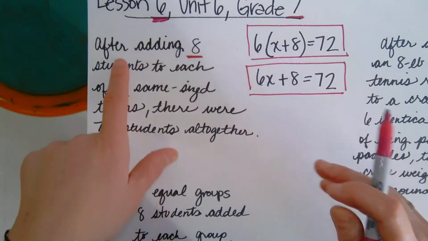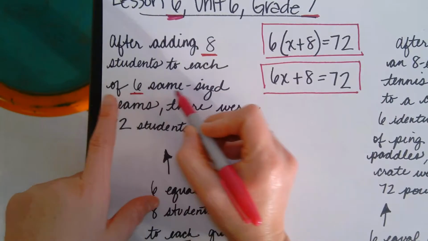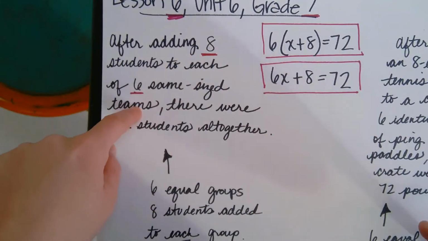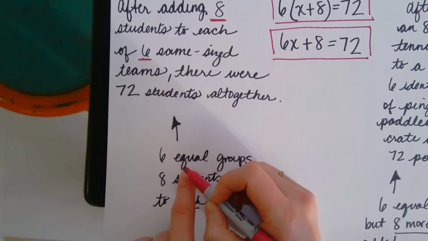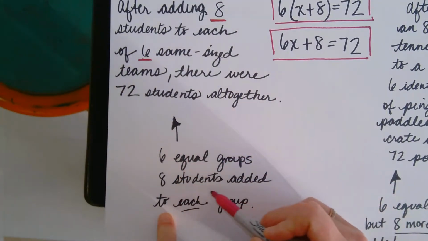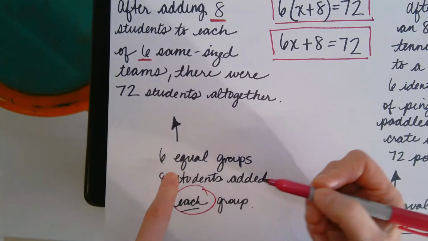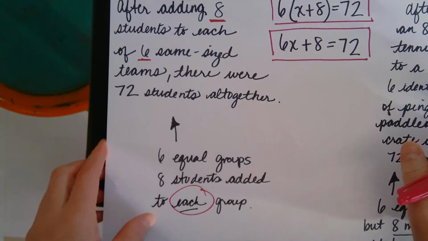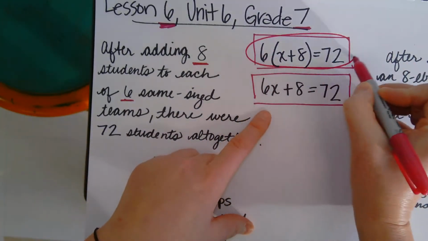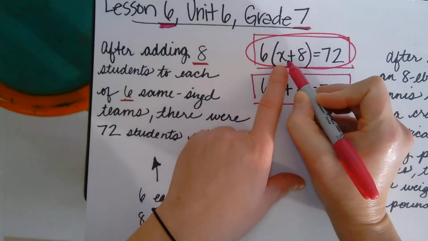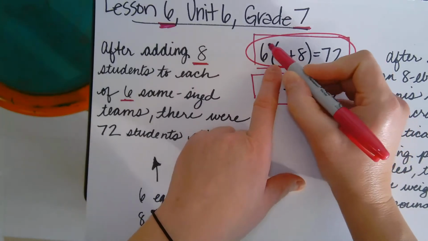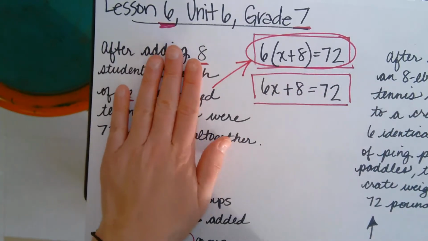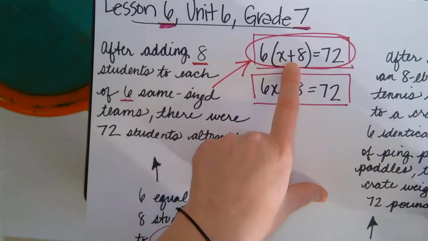In this first narrative, after adding 8 students to each of the teams, so 8 students were added to each of the 6 teams, what we have here is 6 equal groups, and 8 students were added to each group. And since we have 6 equal groups, and 8 students were added to each group, then it must be this first expression. This shows that 8 students were added to each group, and there were 6 total groups. All right? So this first narrative right here goes with this expression.